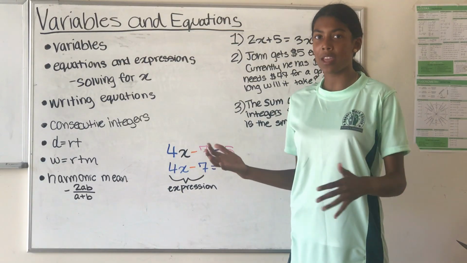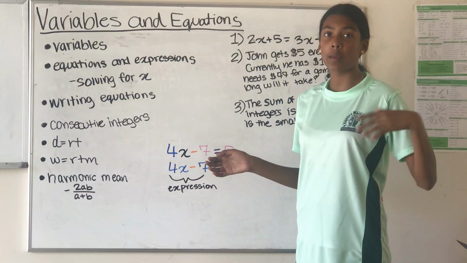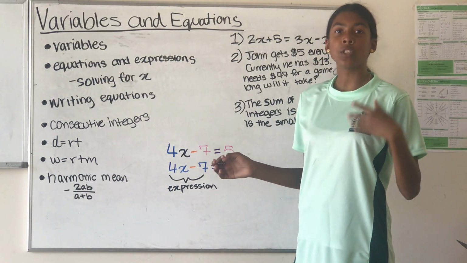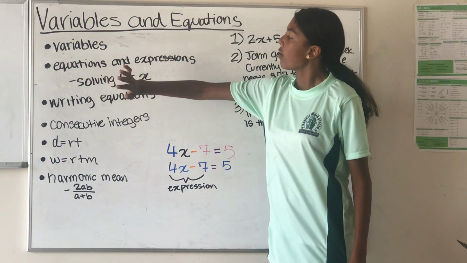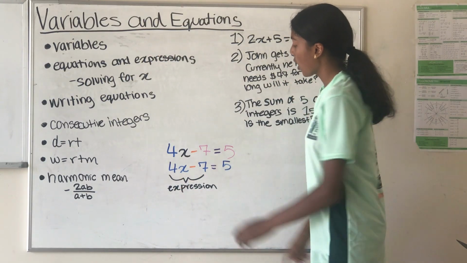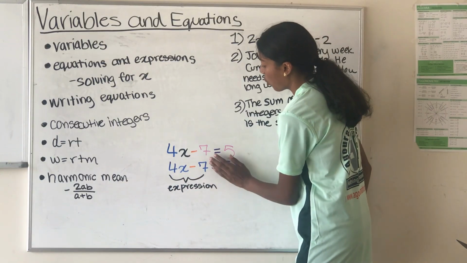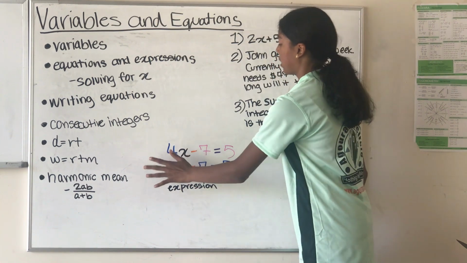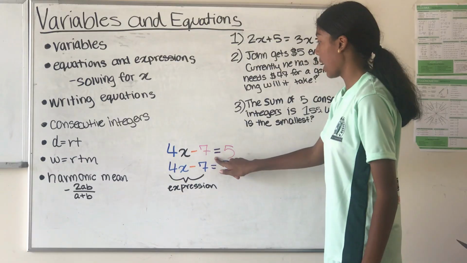Variables are letters that we substitute for numbers. Like I said before, we don't use E or I because they mainly represent something else that's really important. We don't want to get them confused. So the main thing we need to know is the difference between an equation and an expression. You see here we have the equation 4x minus 7 equals 5. The expression part is without the equal sign. Expressions have no equal sign, while equations have the equal sign.